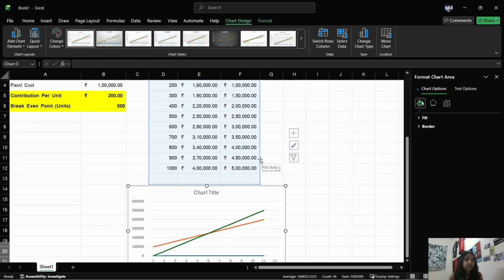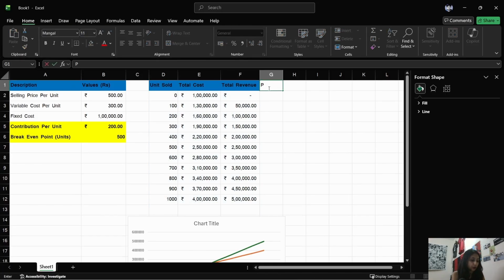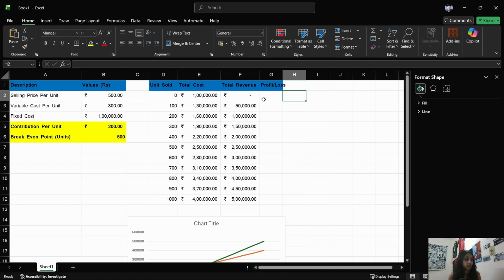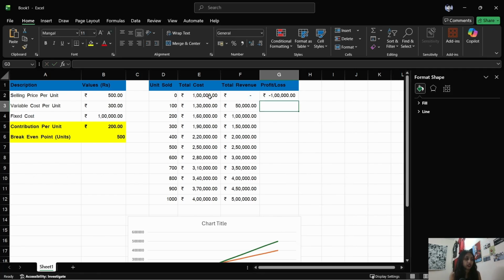And let's add a profit and loss column here. I'm gonna write profit or loss. Okay, this got highlighted. And let's calculate it for 0 units. Here the formula is total revenue minus total cost. Enter. And I'm gonna drag it.